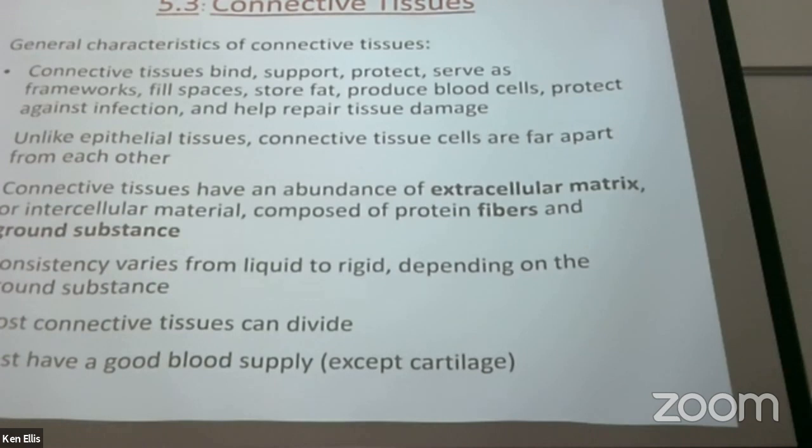Depending on the ground substance, most connective tissues can divide. Most have a good blood supply, except who? Let me ask you a question. If you tore something in your ankle and you wanted to be back playing sports again the fastest, which do you want broken, a bone or cartilage? Why bone? It heals faster. Why does it heal faster? Better blood supply. Cartilage does not have a direct blood supply. It gets it from the connective tissue that surrounds it. Someone asked how does it heal? It gets its supply from a longer distance, from a tissue nearby, generally another connective tissue. So that's how it gets it, but it's got a long distance to go. Ergo, cartilage heals very slowly.